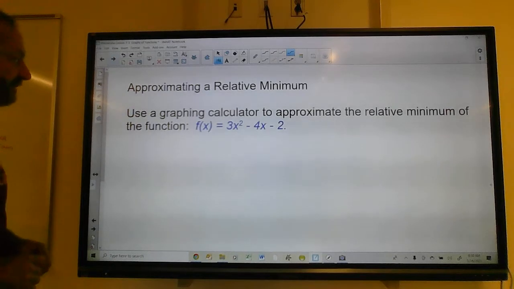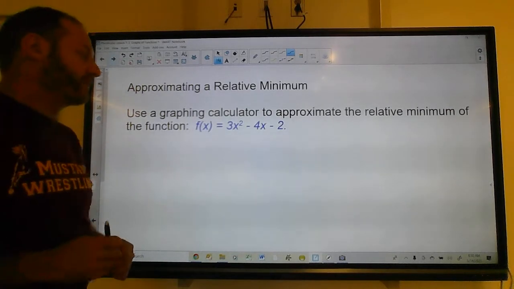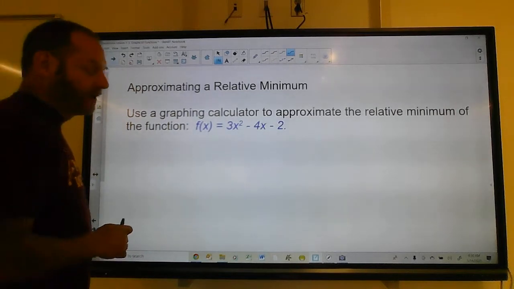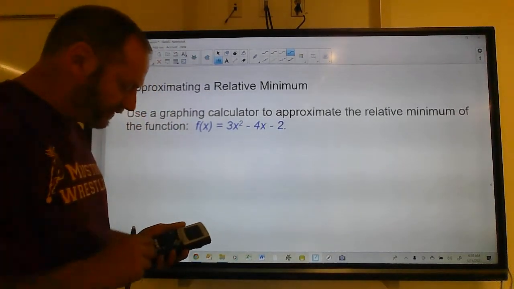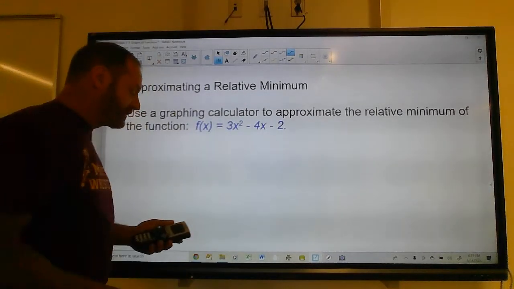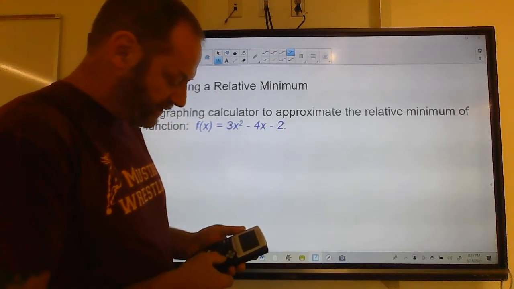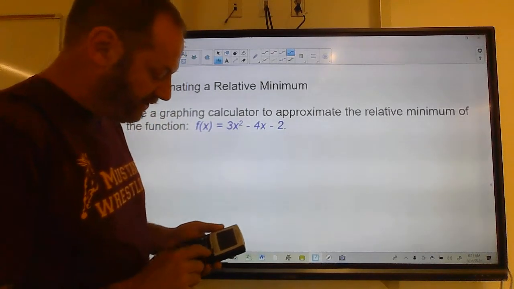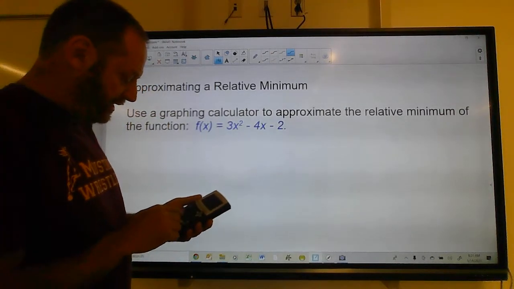Approximating a relative minimum. So use a graphing calculator to approximate the relative minimum of the function. Okay, so how do you use your graphing calculator to do this? The first thing you want to do is get out your handy dandy TI-84 Plus C Silver Edition graphing calculator. Push the Y equals, make sure there's no equations that somebody else has left in there, and if there is, clear them out. And then in Y1, we're going to go ahead and put 3x.